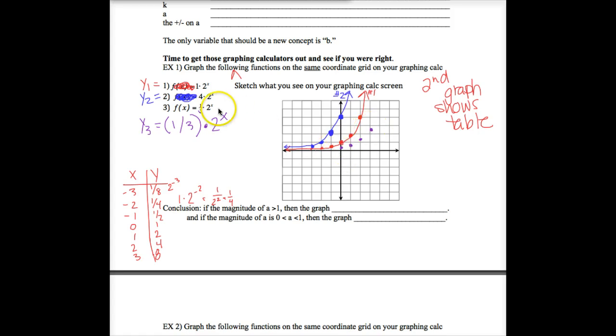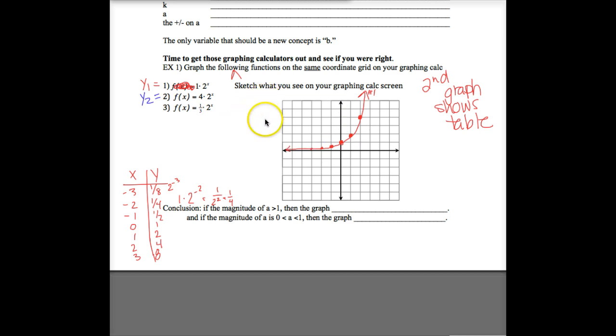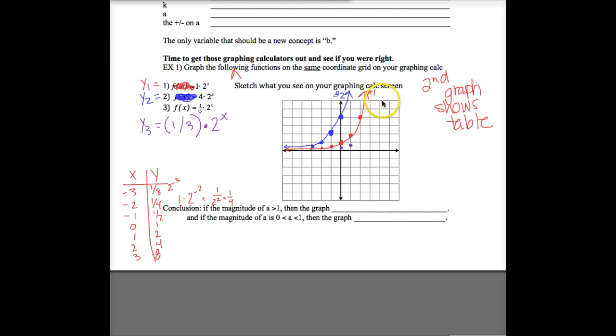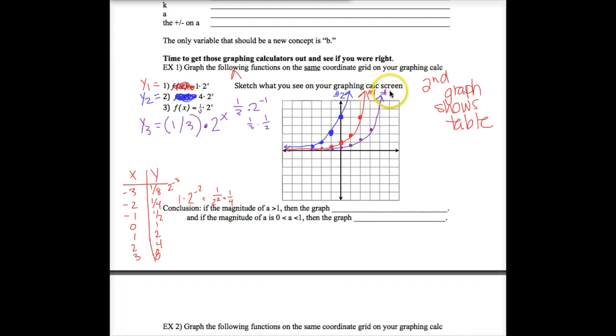Then on the negative version, look what happens. When my x is negative, 1/3 times 2 to the negative first, that's 1/3 times 1/2. So that's 1/6. So really, really little. But again, notice if you look at the chart, it never crosses that axis. It has the same asymptote of the x-axis.